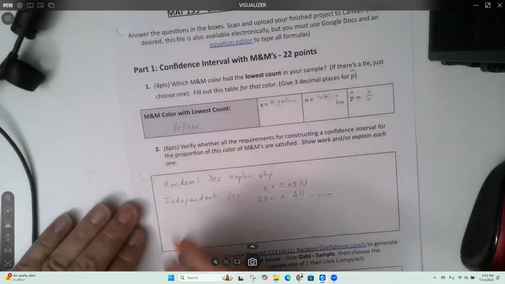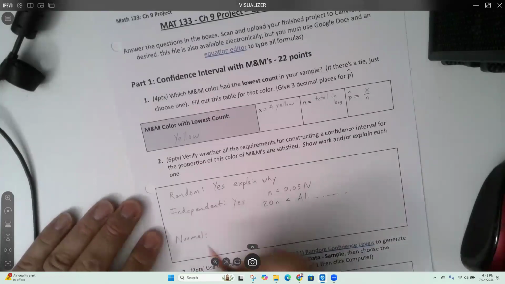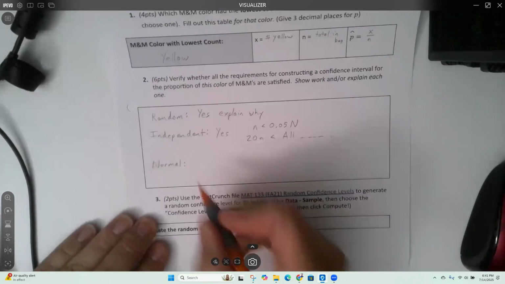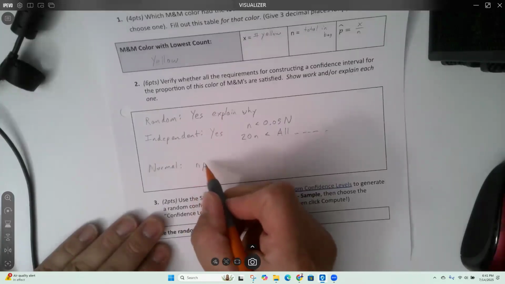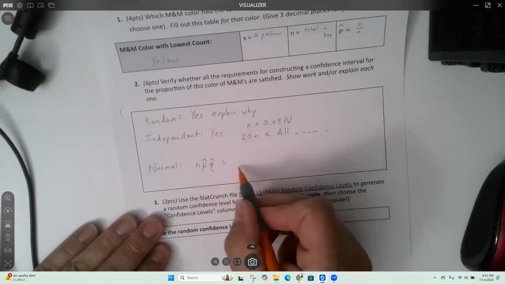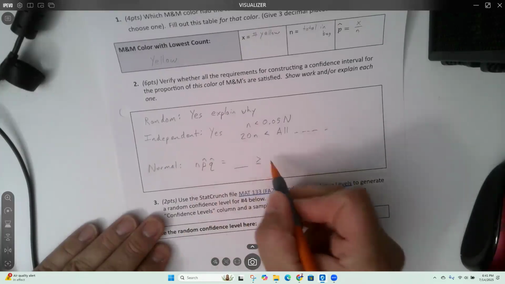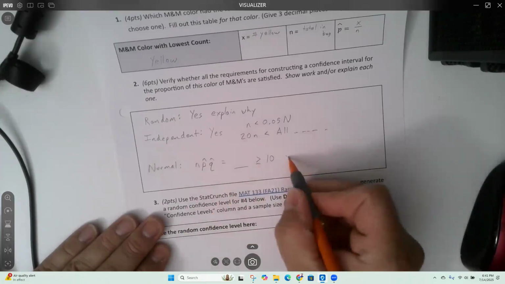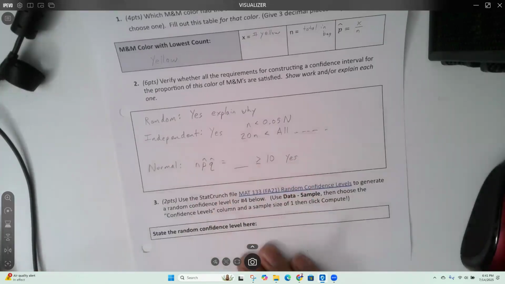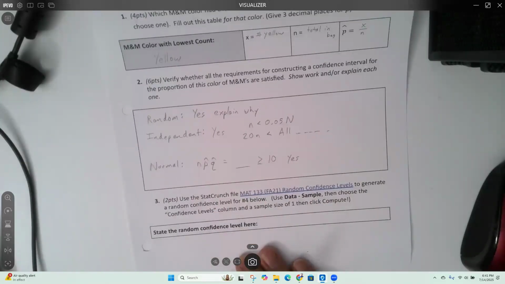And this is where things are going to fall apart, okay? Because in order for it to be normal, okay, our n times p hat times q hat has to be, that's going to give you some number, okay? And that number has to be greater than or equal to 10, okay? And if it is, then good, that means you have a big enough sample. Your sample is large enough that you can build a confidence interval that's going to be accurate.